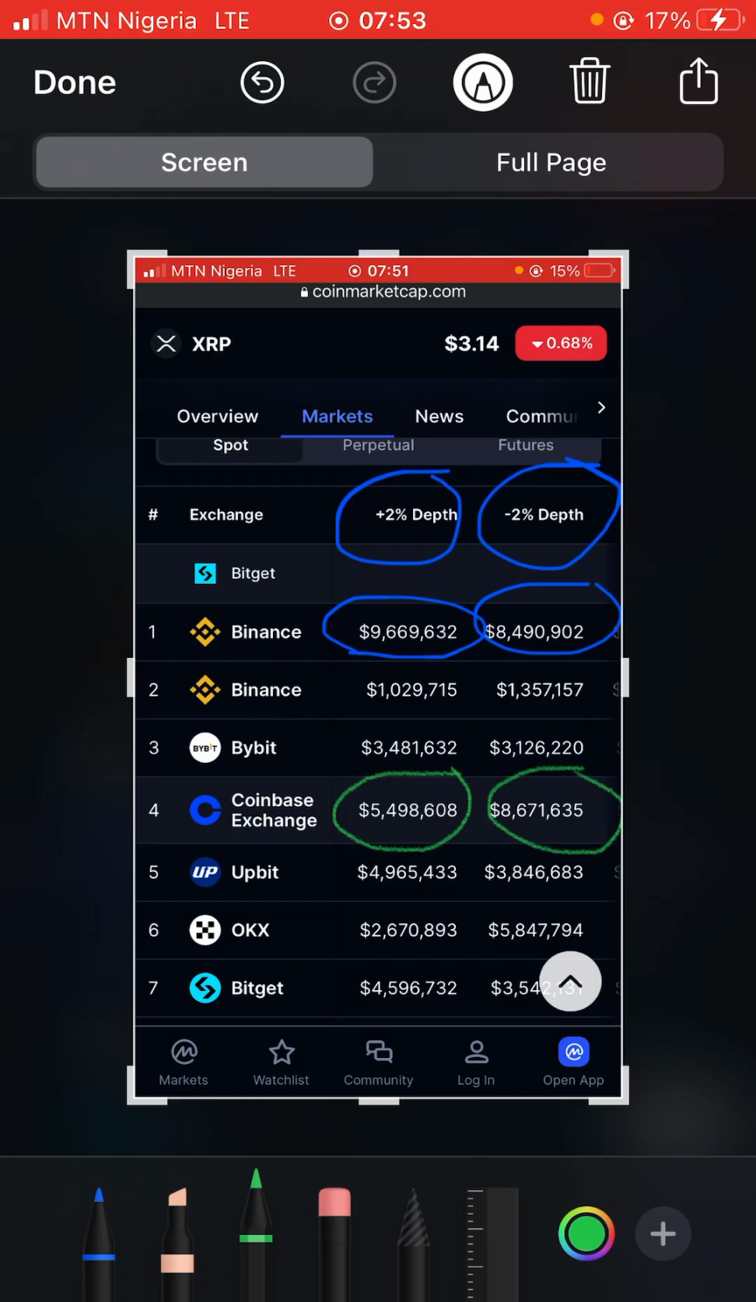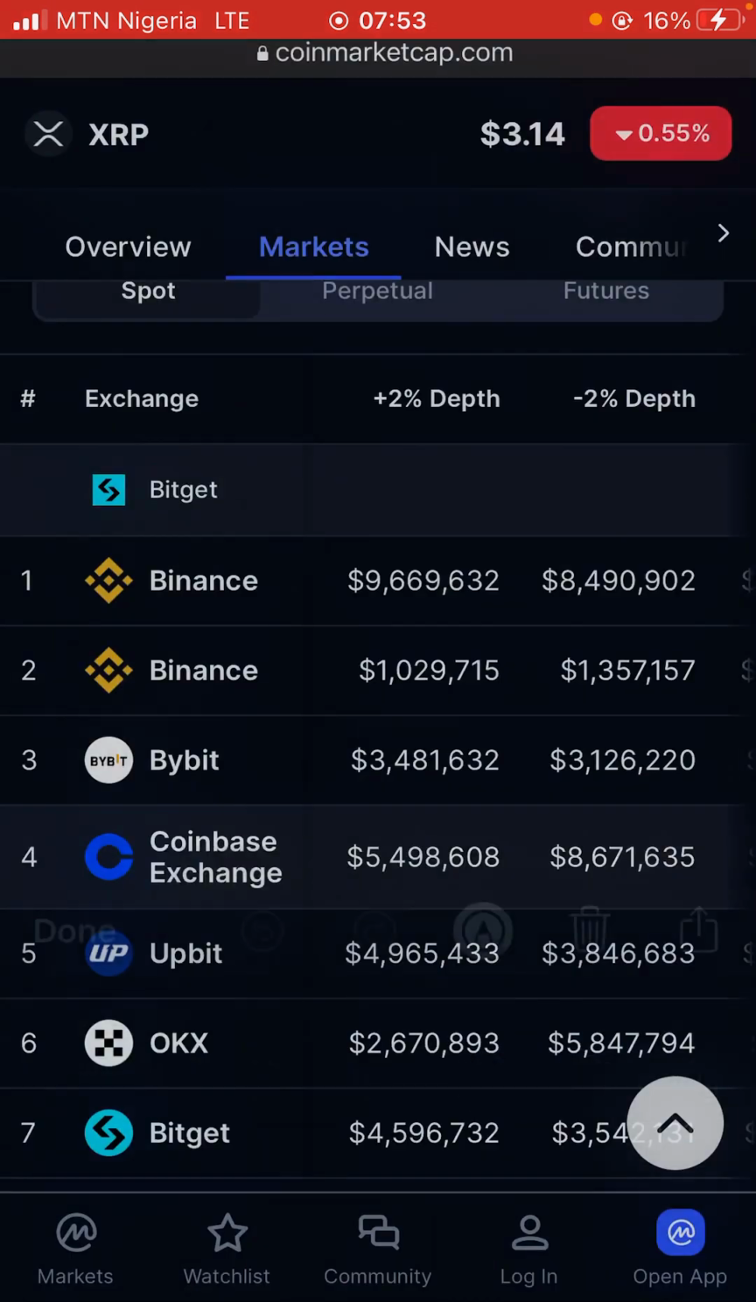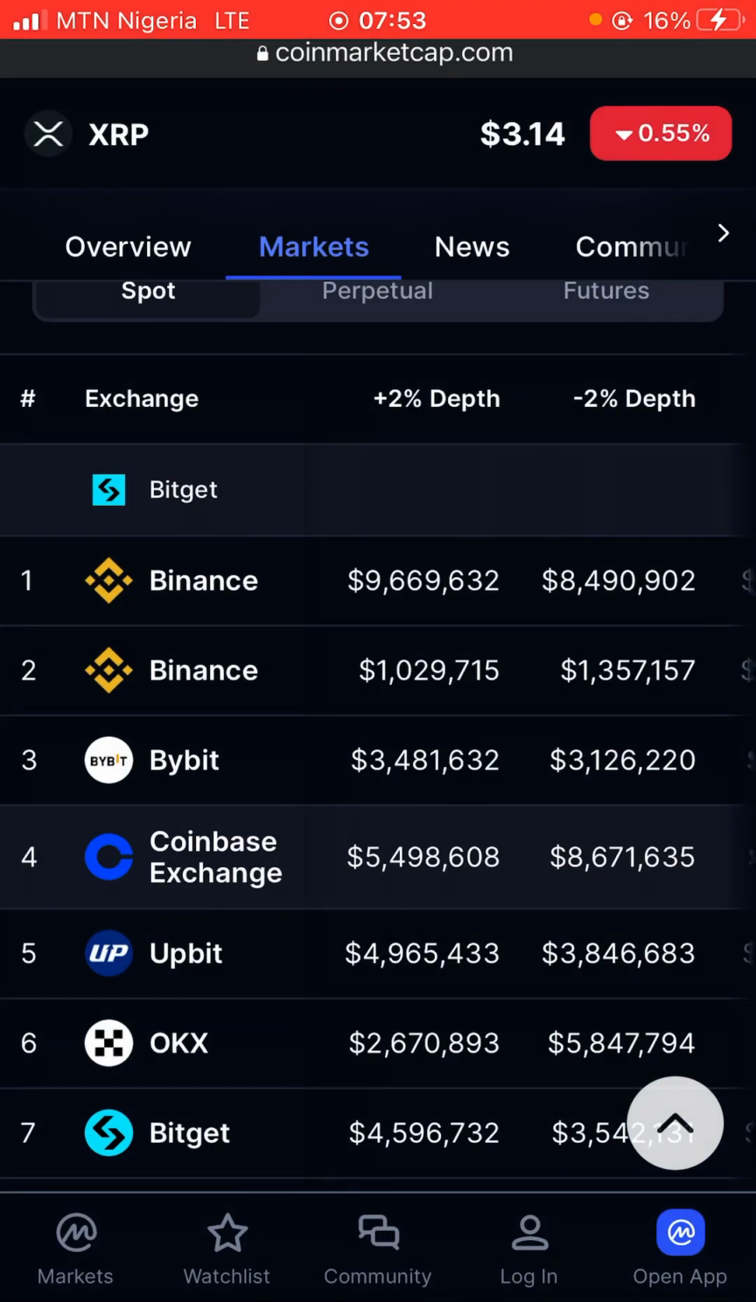If you have Bybit at this point, you are going to see that we have about $3,481,732 in the plus 2%. And you can see the minus 2% is a little bit lower, although they are still in the same range. Now, what does this tell you? It tells you that these are the things that control the market: these are liquidity, these are orders.